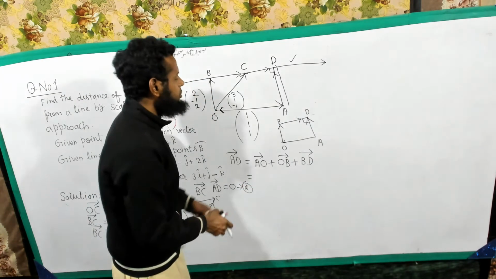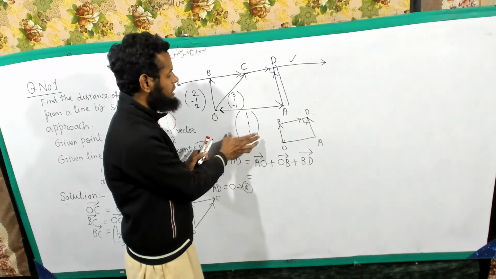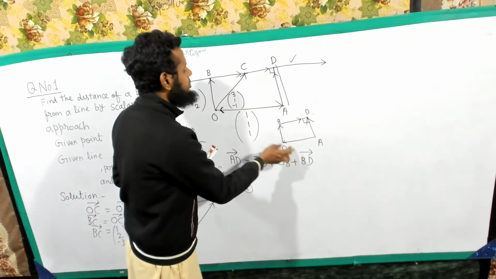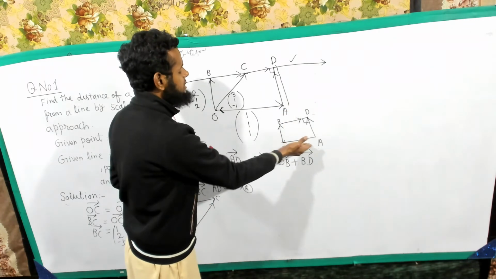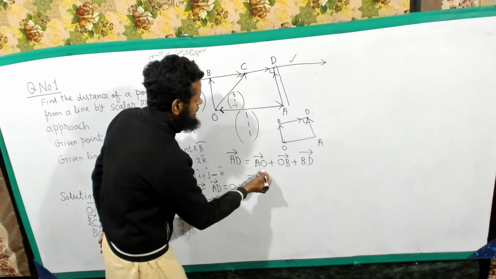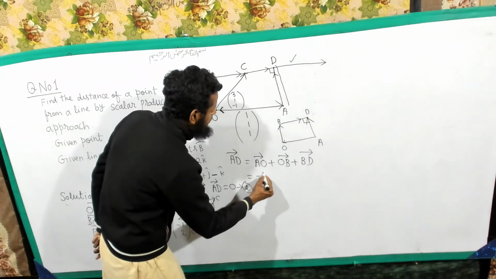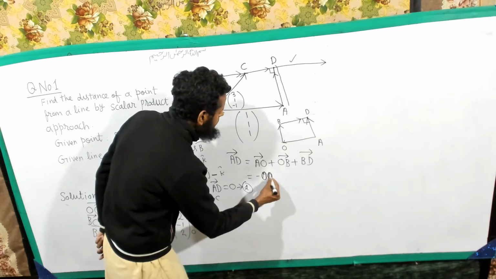As we know that this is OA, the position vector, our AO is a negative vector, its direction is opposite. So our AO will be the negative of OA.